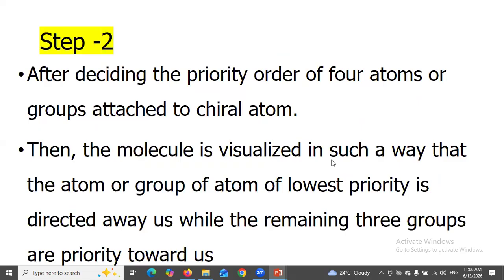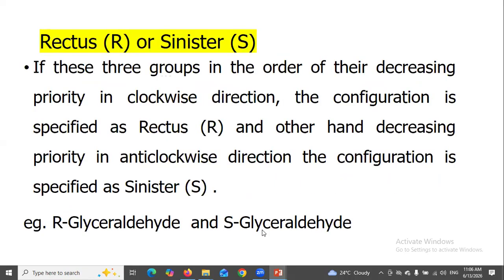the molecule is visualized in such a way that the atom or group of lowest priority is directed away from us, while the remaining three groups are towards us. Rectus or Sinister: if the three groups in the order of their decreasing priority run in a clockwise direction, the configuration is R (rectus), and on the other hand, if decreasing priority runs anticlockwise, the configuration is S (sinister). R and S.